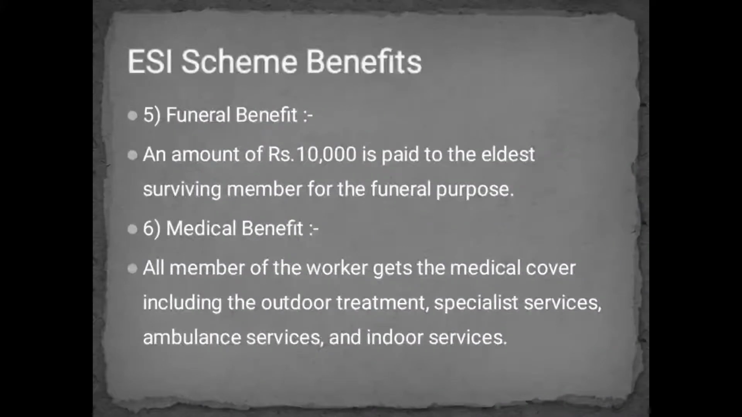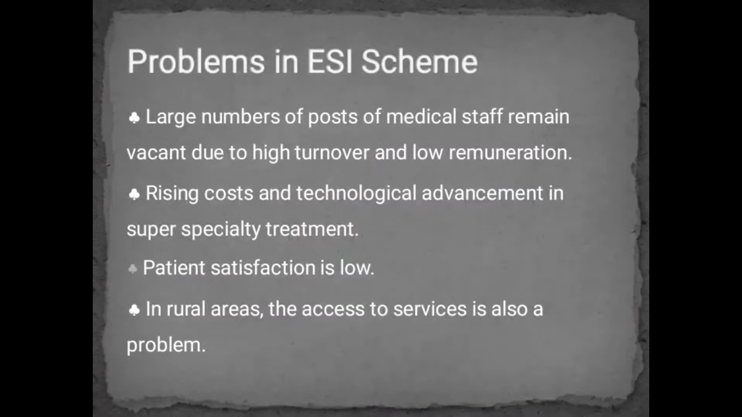Then next, funeral benefit. Even for the funeral, some benefits are given. An amount of rupees 10,000 is paid to the eldest surviving member for the funeral purpose. In the ESI, this funeral benefit is also given. Then medical benefit. So all members of the worker's family get the medical cover, including outdoor treatment, specialist services, ambulance services, and indoor services. There are limits to that. So only a particular limit of benefits is covered. I am not going to deal with it in detail, but some medical benefits are provided when you are going for treatment.